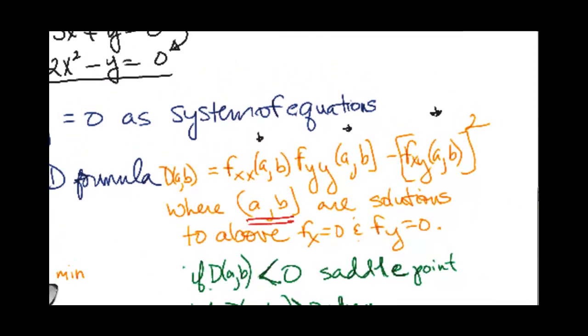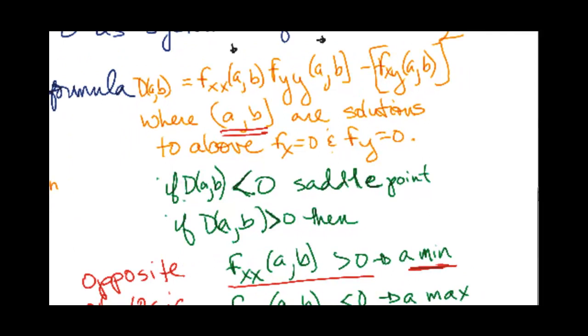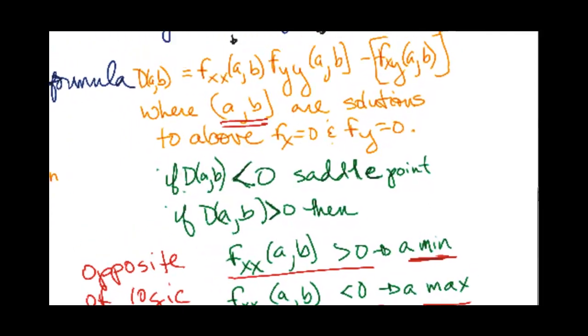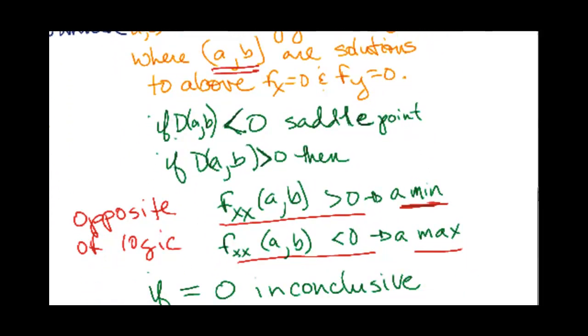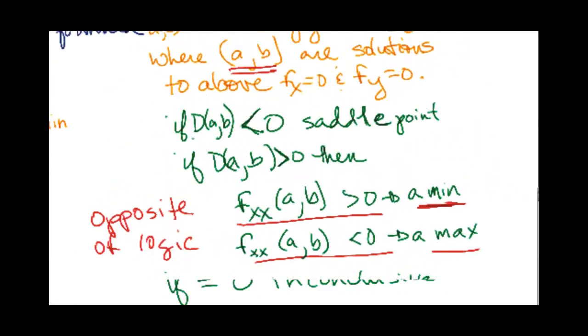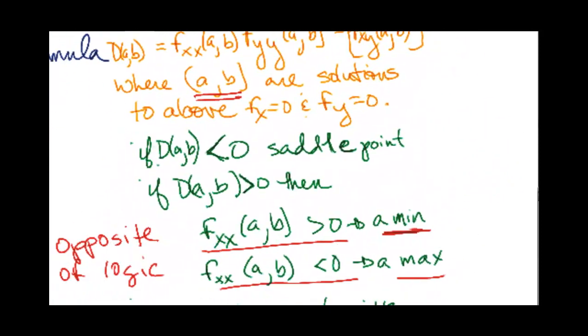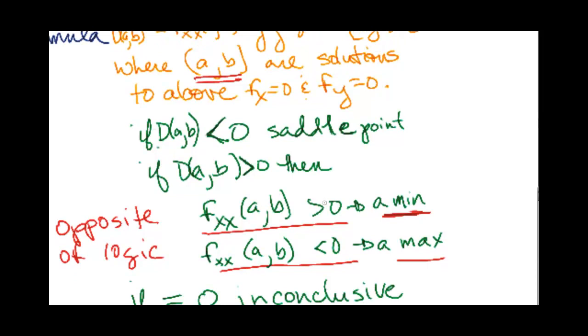And if it's less than 0, it's a saddle point. Greater than 0, you go to fxx and evaluate that. And if it's equal to 0, it's inconclusive. Alright, so fxx, it was opposite what logic would dictate. You would think greater is a max, but it's actually a min. You would think less than is a min, but it's actually a max.